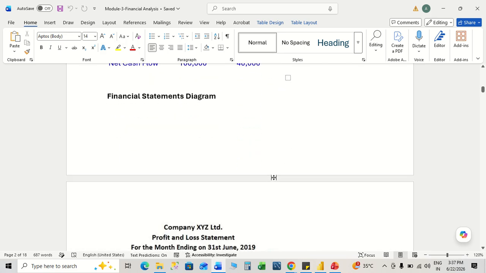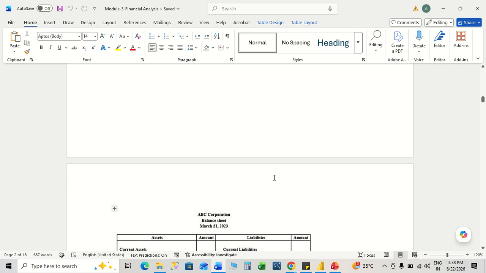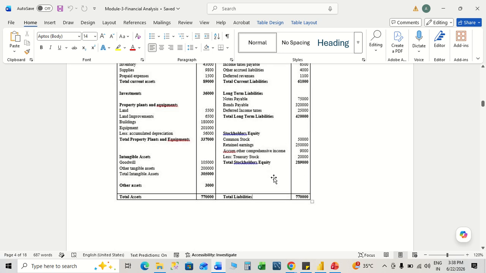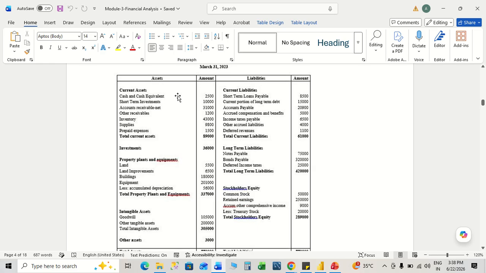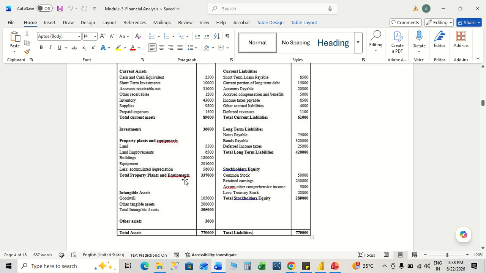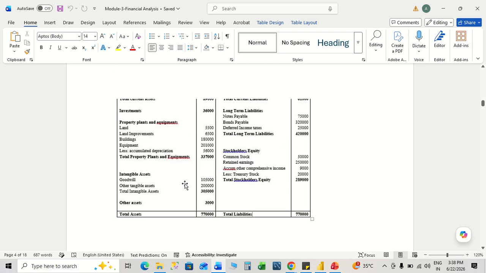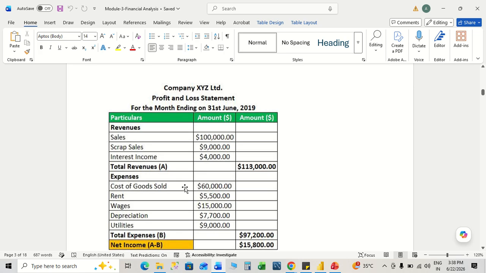After that, we have a financial statement diagram. Let's see. These are the examples of asset, amount, liabilities. These are the examples: cash and equivalents, short-term investments. So these are the things. Big example here.